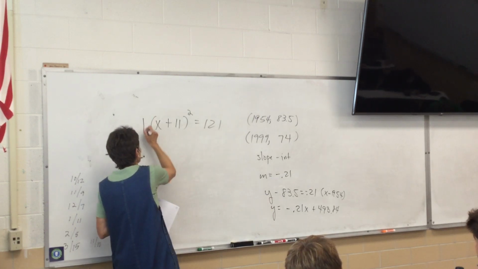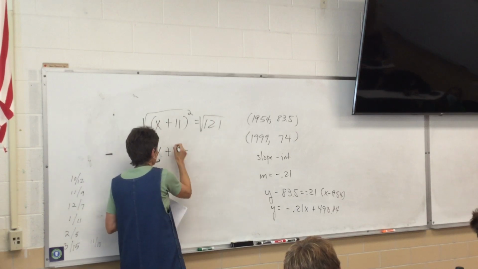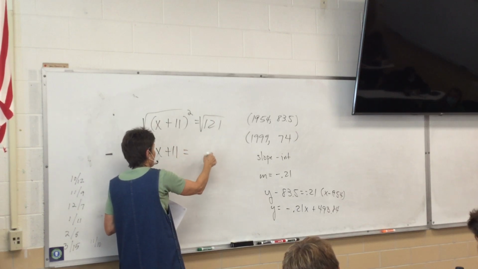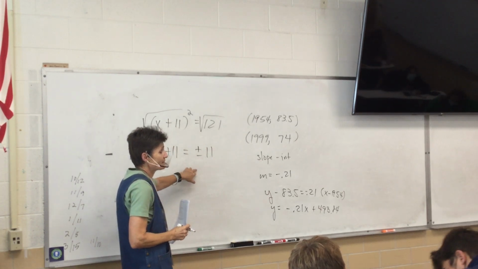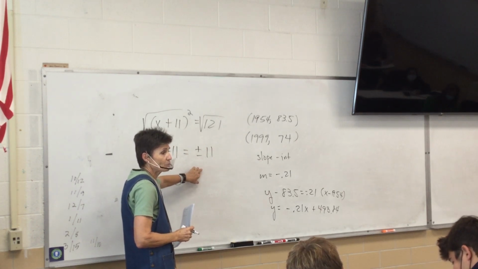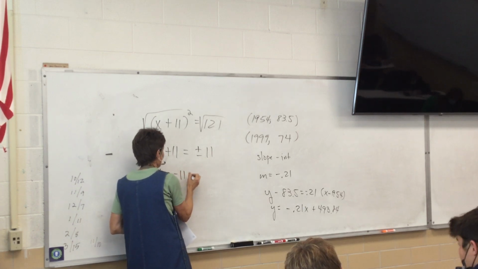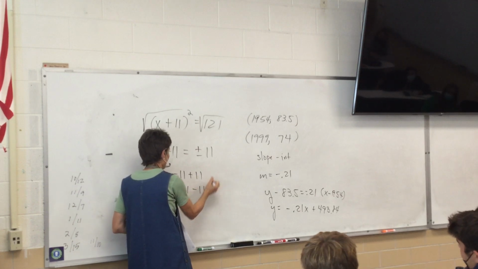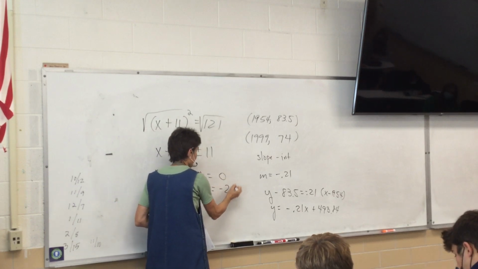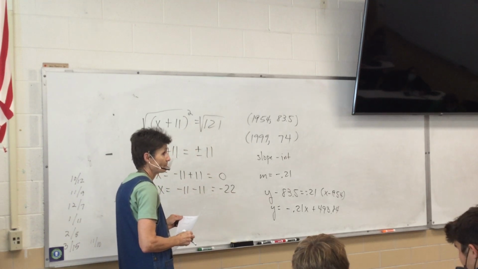Yes, we're going to square root both sides. Thank you, Sam. So we'll have x plus 11 equal to what? Plus or minus 11. There need to be two answers here. So x equals negative 11 plus 11, and x equals negative 11 minus 11. So 0 and negative 22 are our answers.